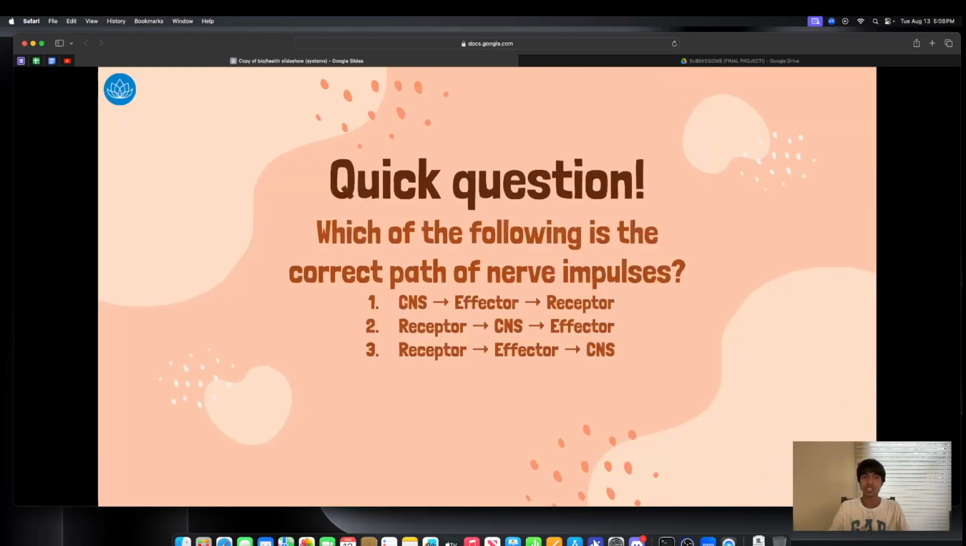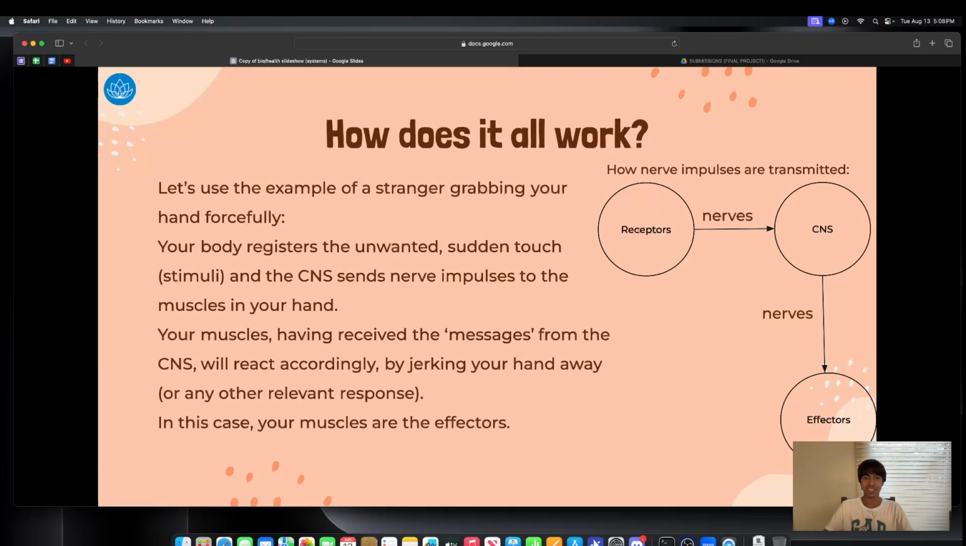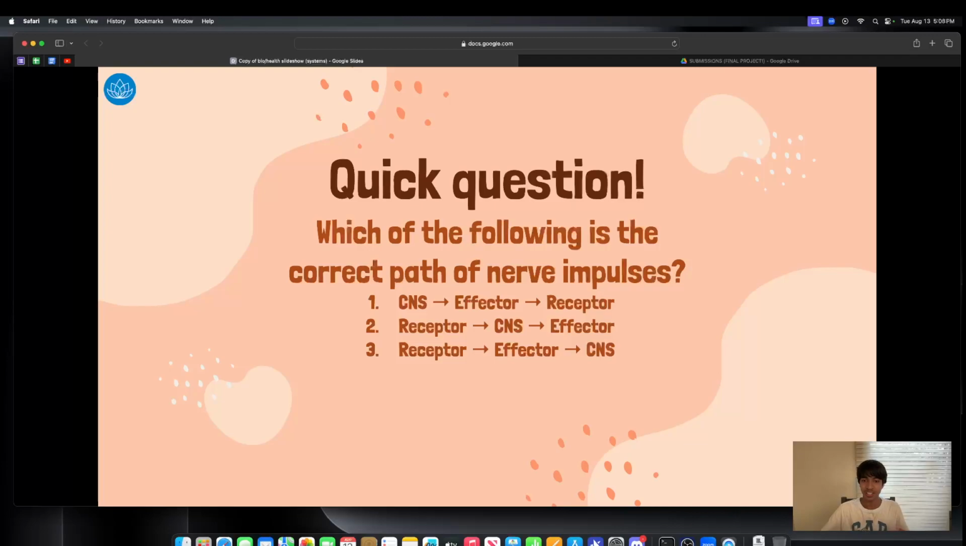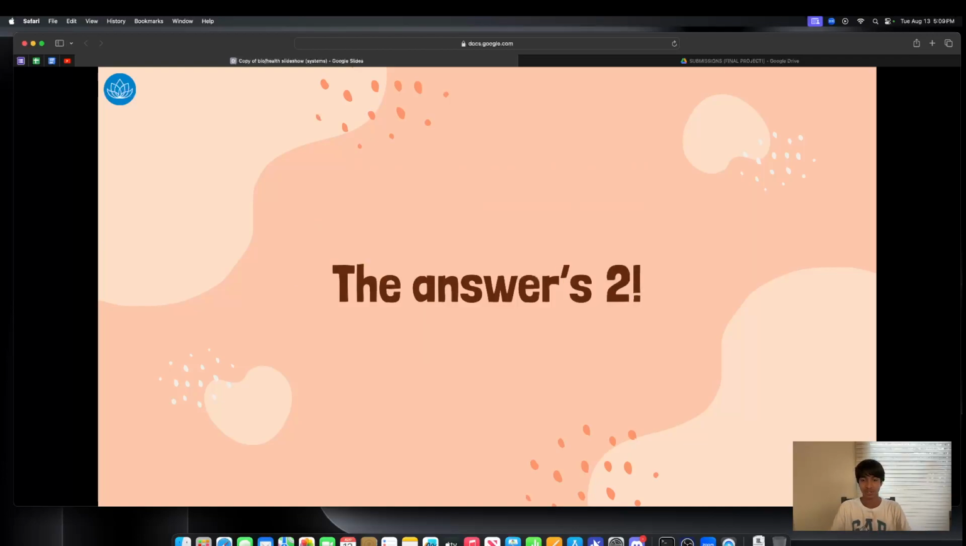Quick question: which of the following is the correct path for nerve impulses? Yes, the answer is 2. First, something is received by your body. Then it goes to the CNS, and then the CNS will send impulses or messages, like it will code it for your motor neurons to decode the message. And then the effector is your motor neurons and all, and they will make a reaction to whatever your body has received that went through the CNS and went to the effector, right? So the answer is 2.